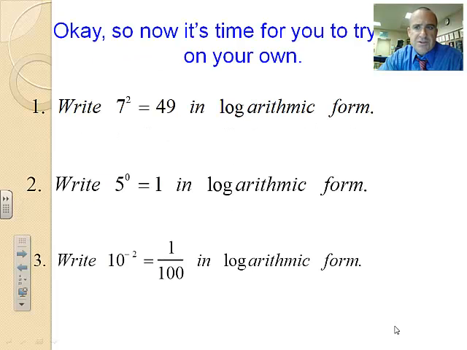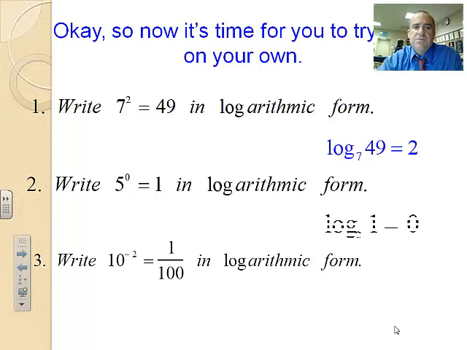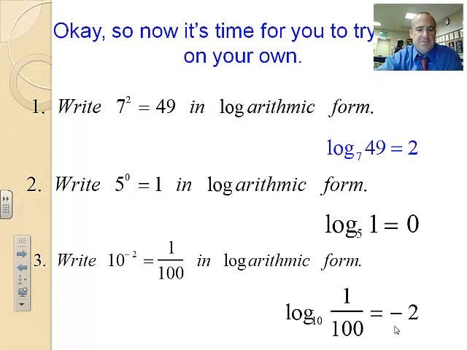Alright, so now it's your turn to try some. So here are 3 for you to try. I'll give you a couple of minutes or a couple of seconds here to write them out. Okay, I'm back. So you should be done by now. So check your answers. You should have for the first one log base 7 of 49 equals 2, the second one, and the third one. Did you get them all right? If so, thumbs up for you.